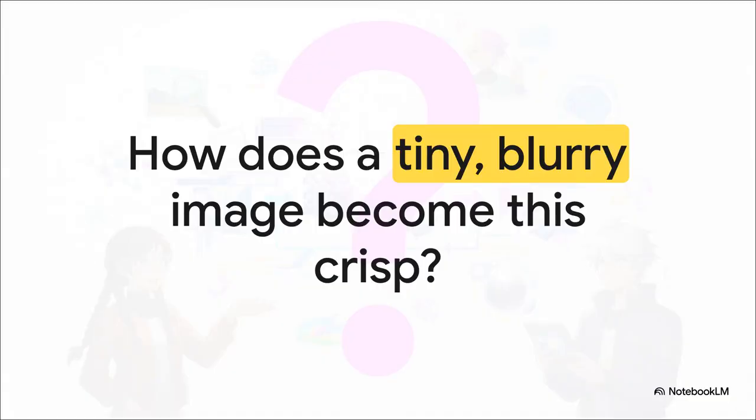You know the transformation I'm talking about. You've got this low-resolution, pixelated mess, you run it through a tool, and suddenly it's sharp, it's detailed, it's actually usable. It feels like you found a cheat code for reality. So what is actually going on under the hood when this blurry image gets such a major glow-up?